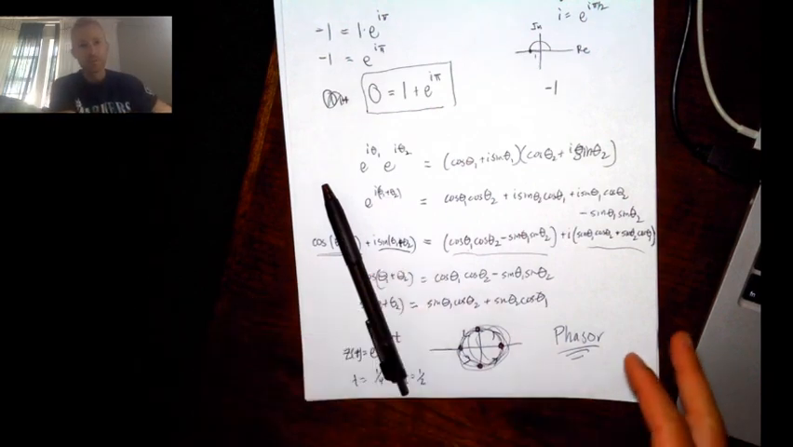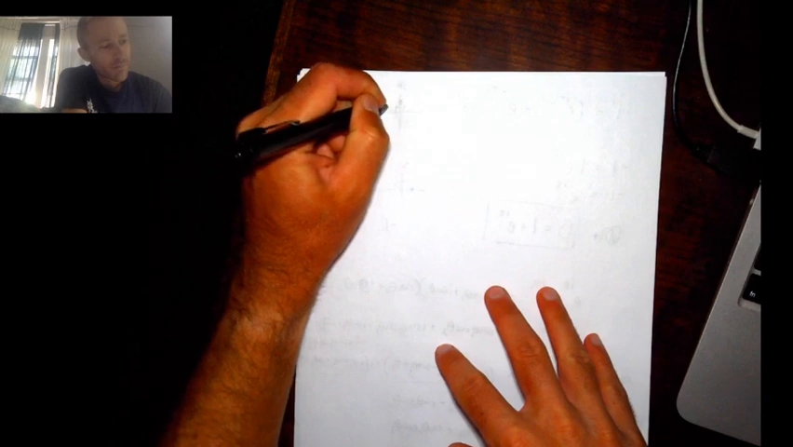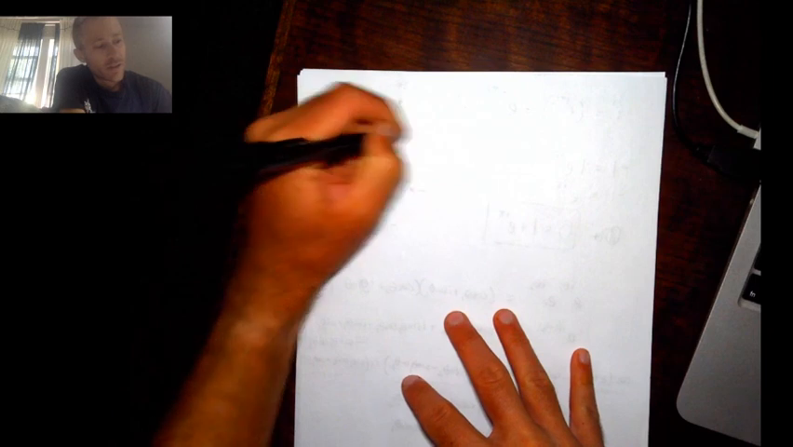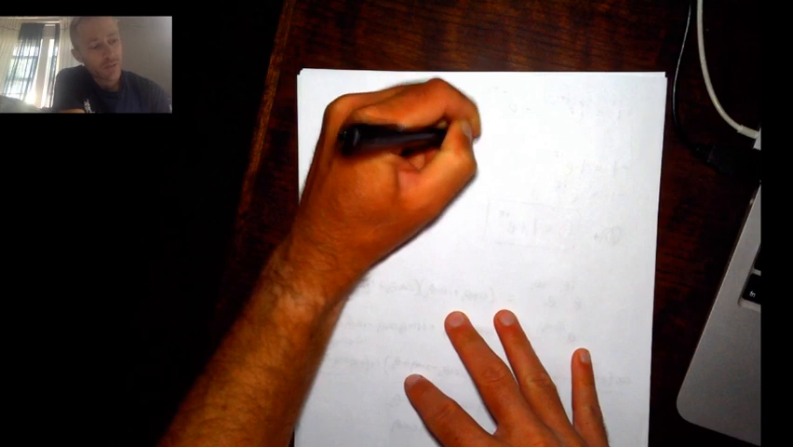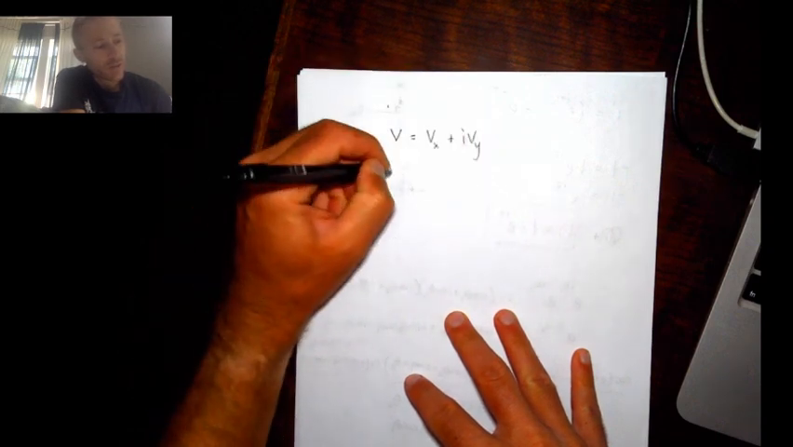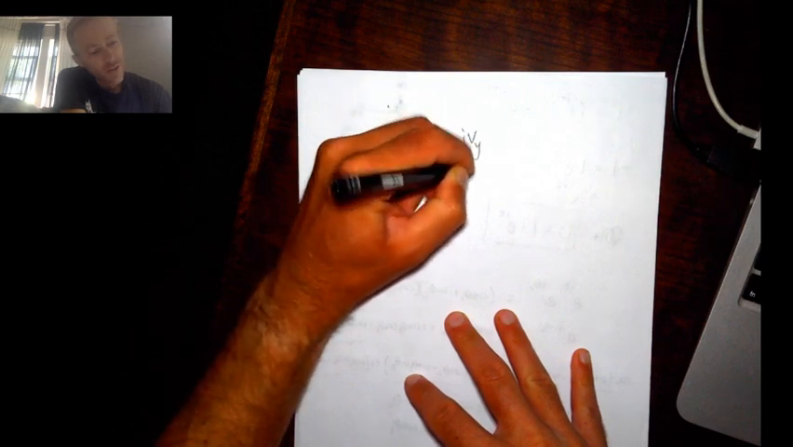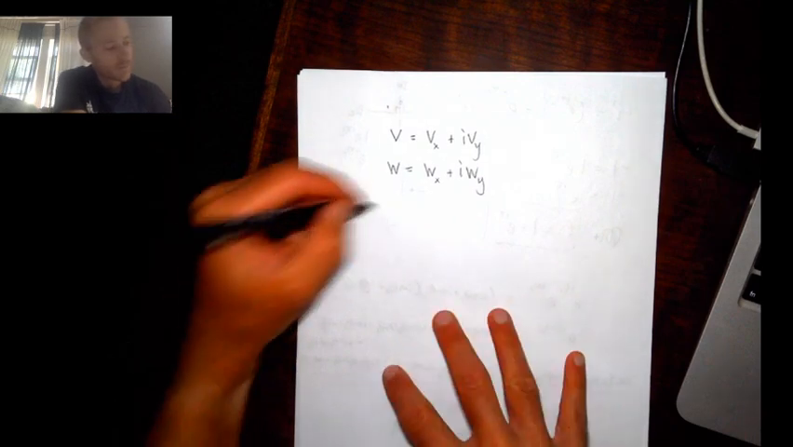I'll show you one more thing, just because. What if I have two complex numbers in rectangular form? So I have v, and I'm going to write it as vx plus i times vy. And then I have w equals wx plus i times wy. And what if I multiply them together? vw.